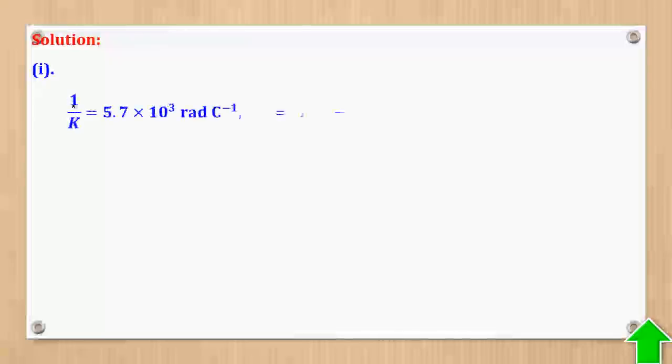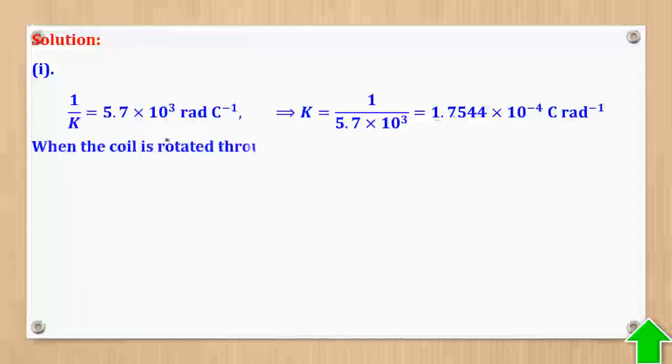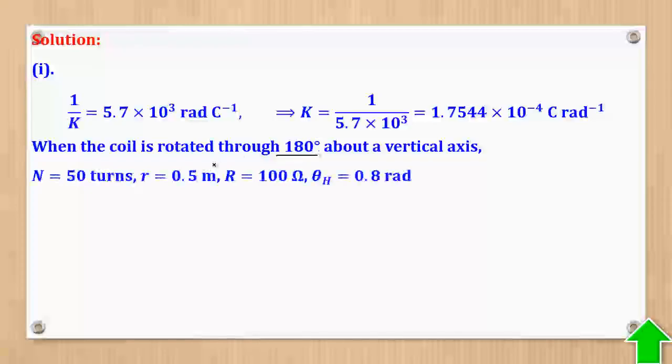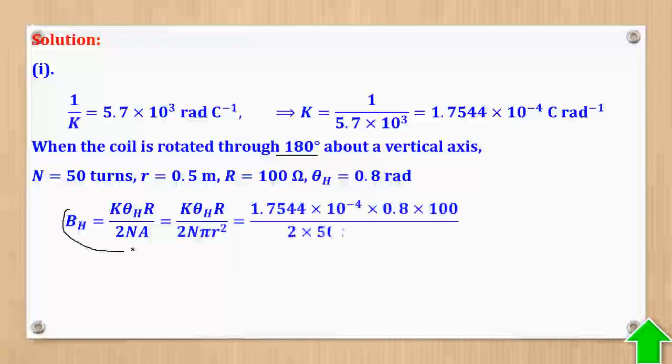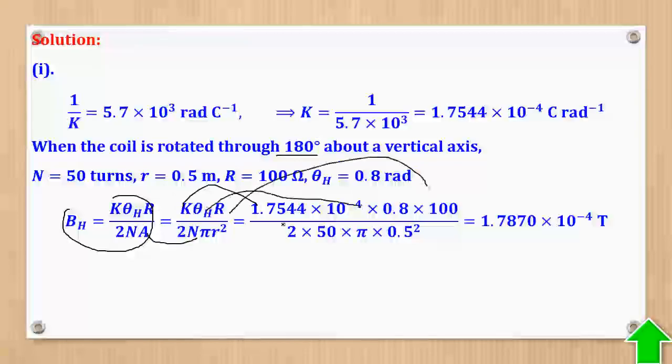So here we shall see that 1 over K is this, meaning that K is the reciprocal. So when the coil is rotated through 180 degrees, it means Q is 2NAB. So you can get BH from here. I think you remember that in the experiment we demonstrated. So A is pi r squared, so you can substitute for K, for theta, for R, for N, and pi r squared to give you the flux density.